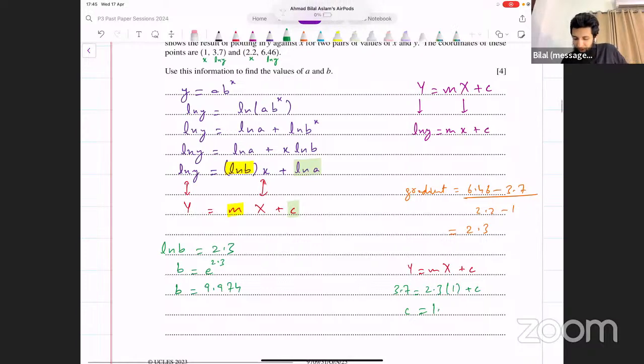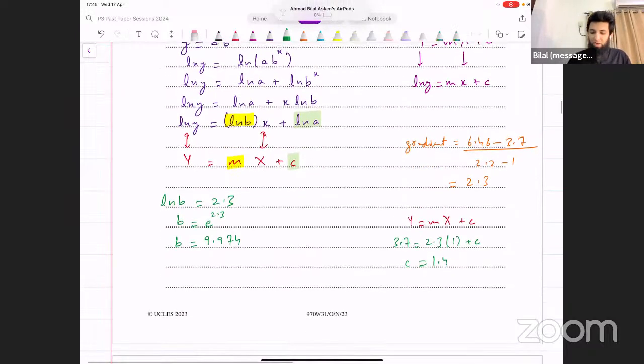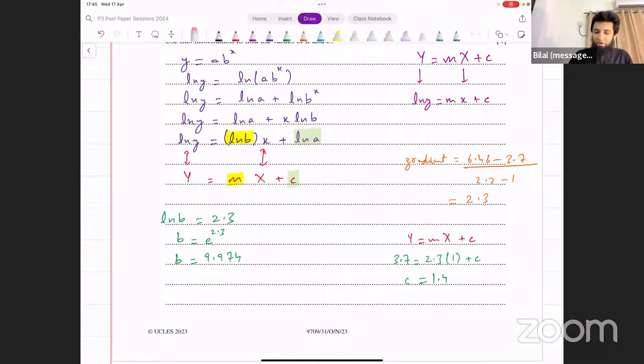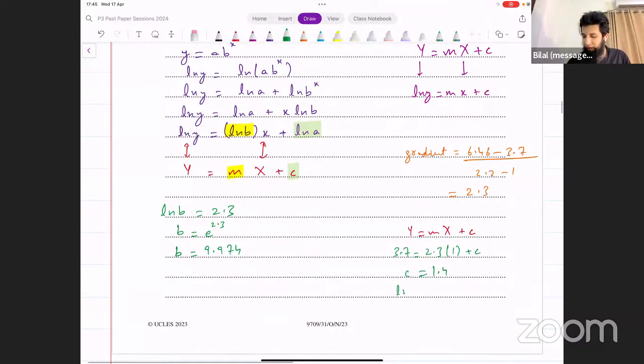C is 1.4. Now, since c is 1.4, c was ln of a, we can say ln of a now equals 1.4, and the value of a equals e raised to power 1.4, and that turns out to be 4.055. A equals 4.055, and this is what we were looking for. We were looking for the values of a and b. That's our final answer. Okay. Yes, Faizan?